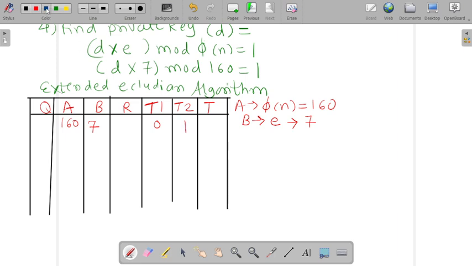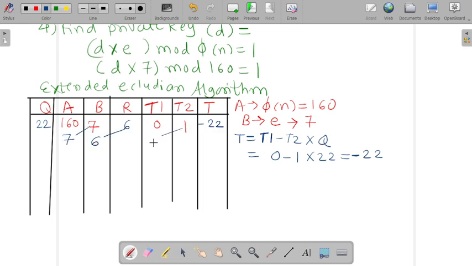And now we will start finding our value of quotient and remainder. So 160 divided by 7, we will get the value 22 as a quotient and 6 as remainder. So value of T is equal to T1 minus T2 into quotient. So after putting the values into the formula, we will get 0 minus 1 into 22, that is minus 22. Now 7 will be shifted here. 6 will be shifted in the column of B, 1 will be shifted in the column of T1, and minus 22 will be shifted in the column of T2.